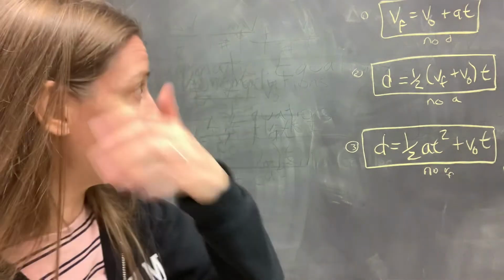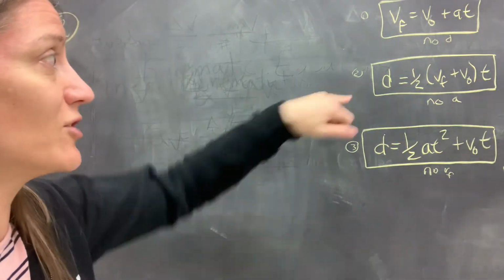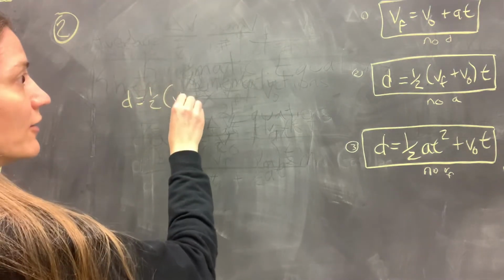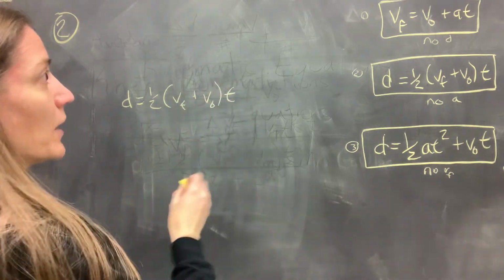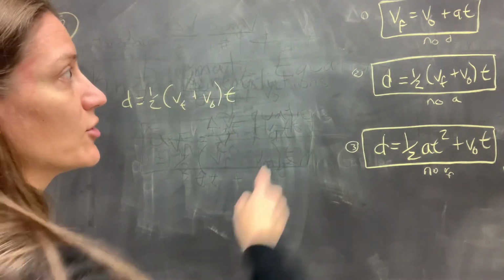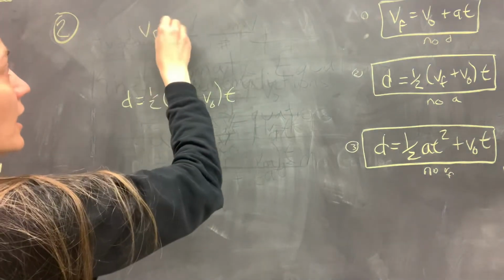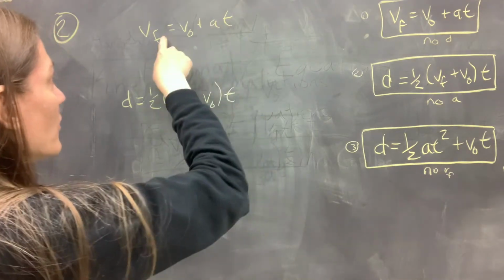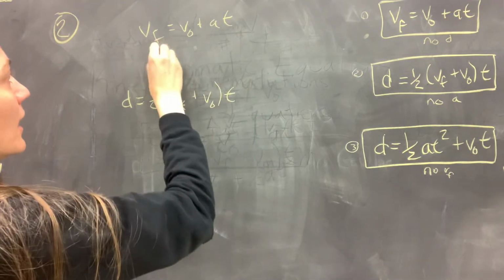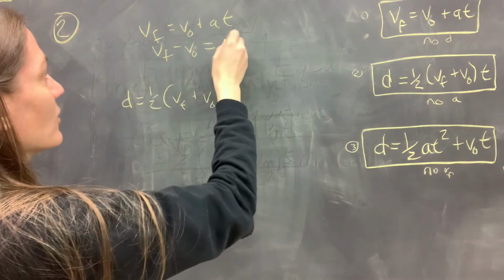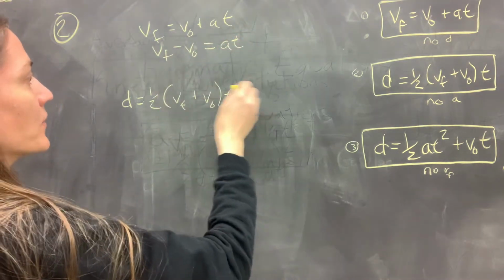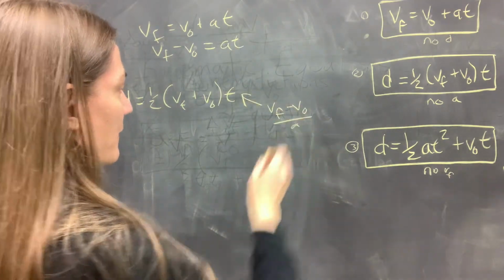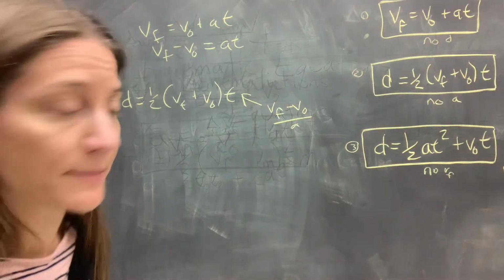And so my equation of choice that I'm going to substitute into is going to be number 2 here. D equals 1/2 VF plus V naught times T. And my equation that I plan to substitute into it is this one here, VF equals V naught plus AT, but I need to solve this one for T, okay? So I've got to move this over, VF minus V naught equals AT, and then I got to divide by A. So what I'm going to be plugging in for T is going to be VF minus V naught over A. This isn't looking so pretty, is it?